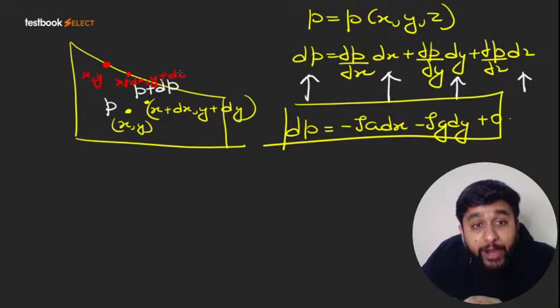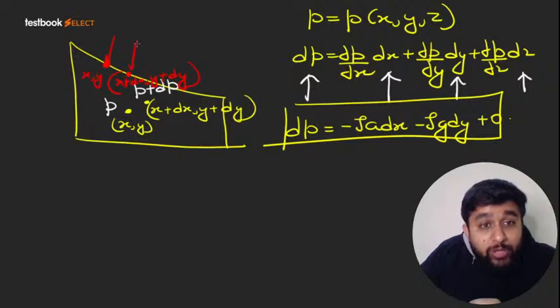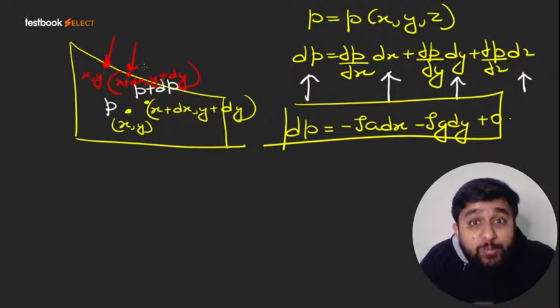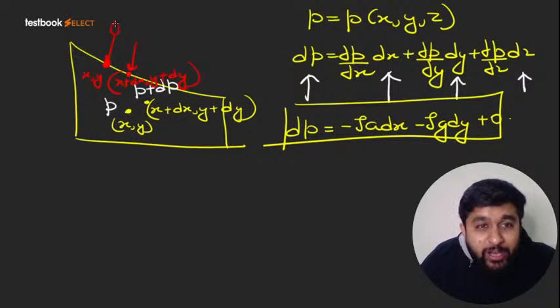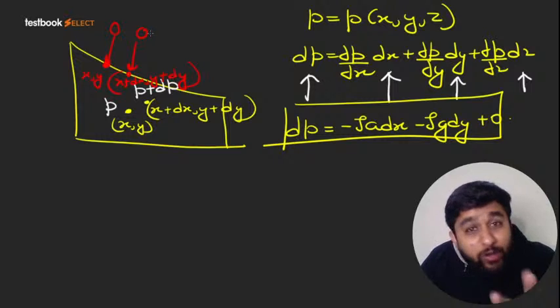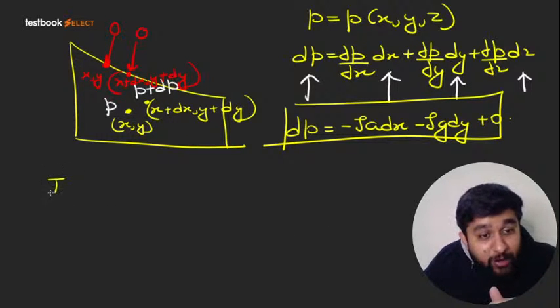So both these points lie on the top surface. So if both the points lie on the top surface, both points are exposed to atmosphere. In that case, what is the pressure difference between the 2 points? So what is the pressure here? 0. What is the pressure here? 0. So what is the pressure difference? 0 only.